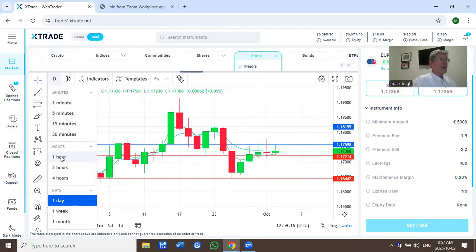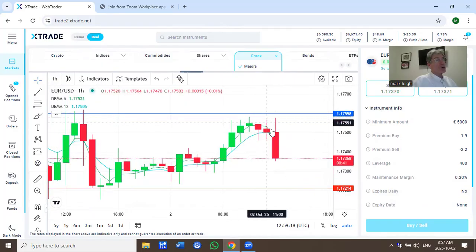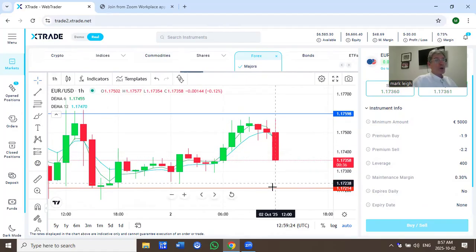Let's zoom in on the hourly. There you see over the past 3 hours, selling euro, buying US dollar, buyers looking down at the 117.21 support level.